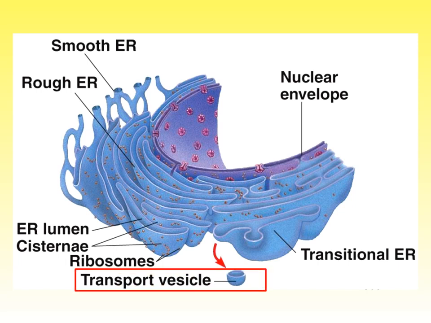Products produced by the ER are contained in bits of membrane that bud off the ER called transport vesicles. The vesicles and their contents typically go to the Golgi next.